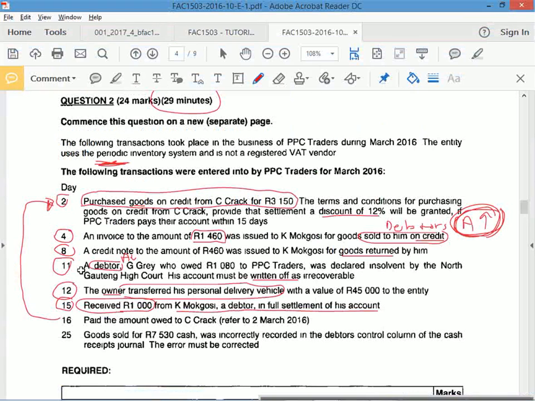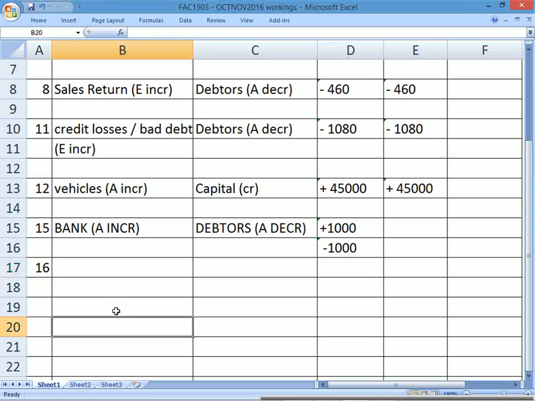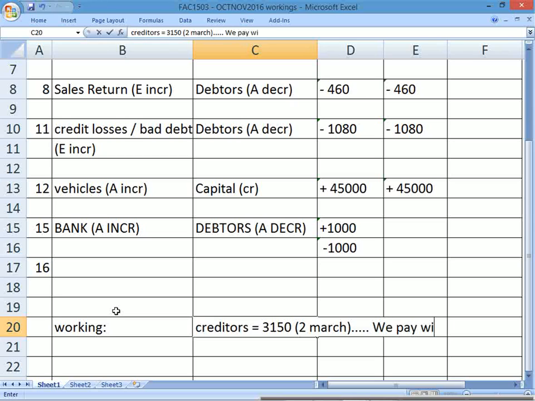Okay, so the question said we paid the amount owed to Clark, and this was on the 2nd. Is this within 15 days? Yes. 15 days from the 2nd takes you to the 17th. So is the discount applicable? Yes, it is. How much did you buy? Well, this is a working. Outstanding amount, so creditors equals, I bought 3150, bracket 2nd of, what month was this? March. Do you guys agree? Okay, we pay within 15 days, we're going to get a discount. Do you guys agree?